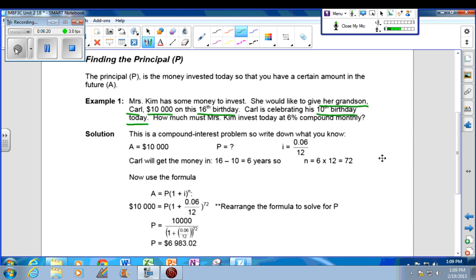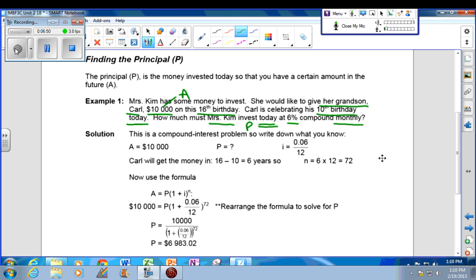How much must Mrs. Kim invest today at 6% compounding monthly? Today means that's the principal. That's what she's asking about. We want to know the principal, and she wants to give the $10,000. That's the amount. So now I think we have pretty much everything we need to solve this.